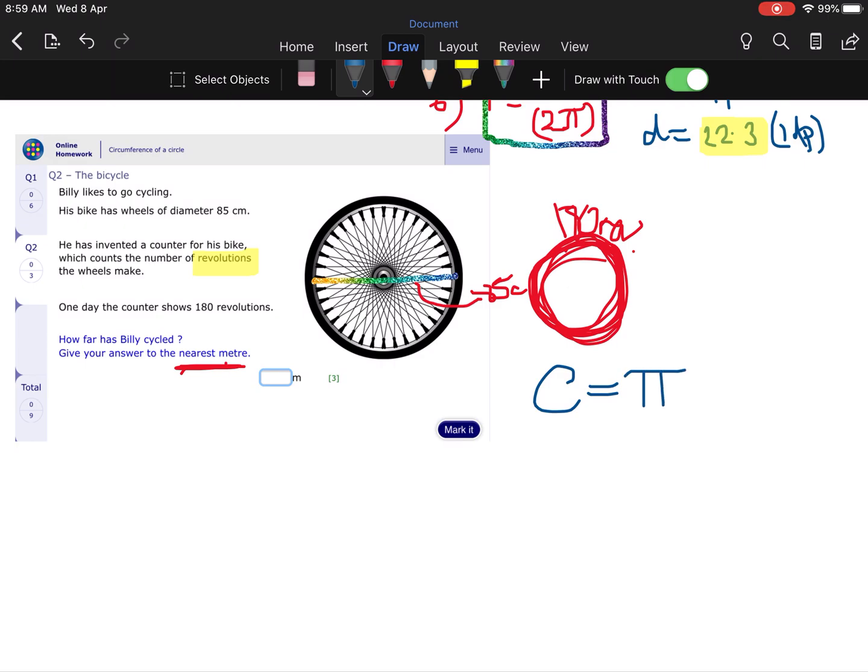So I'm going to find the circumference, because in order to find the distance travelled, I need to know the circumference of the wheel. So you might start to think about what's going on now. If you know the distance around the wheel and you know the wheel's travelled 180 revolutions, you might be able to figure out the distance he's travelled. So C equals pi times the diameter, which was 85. C equals pi d. So now I'm going to put that in. Pi times 85, and it's going to give me quite a big number.